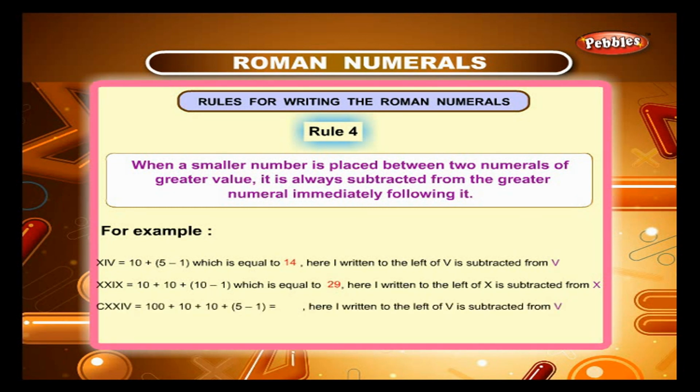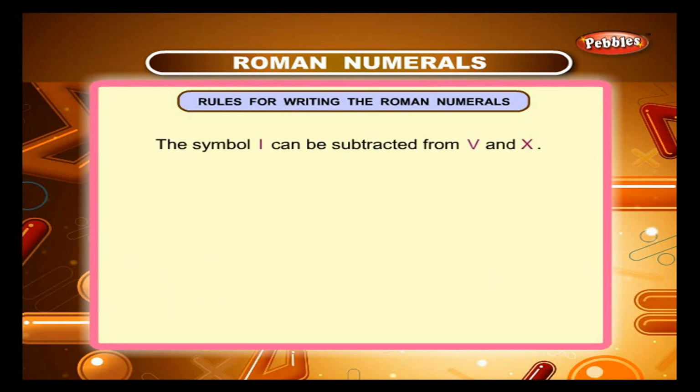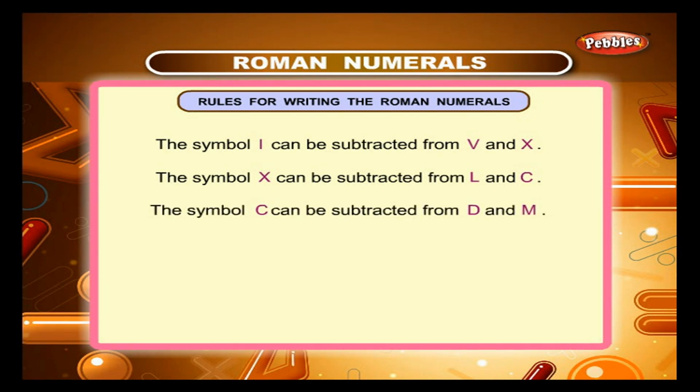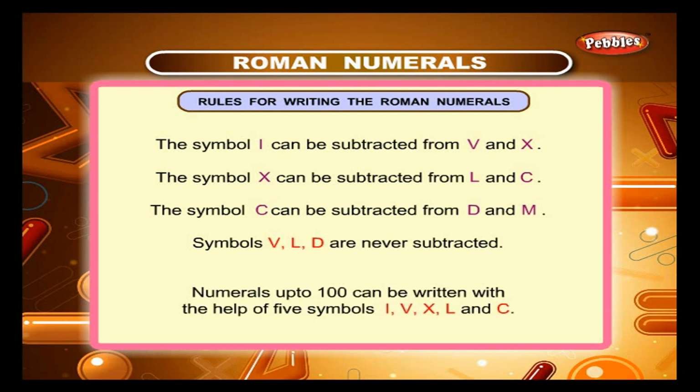CXXIV equals 100 plus 10 plus 10 plus 5 minus 1 equals 124. Here I written to the left of V is subtracted from V. The symbol I can be subtracted from V and X. The symbol X can be subtracted from L and C. The symbol C can be subtracted from D and M. Symbols V, L, D are never subtracted. Numerals up to 100 can be written with the help of 5 symbols I, V, X, L and C.